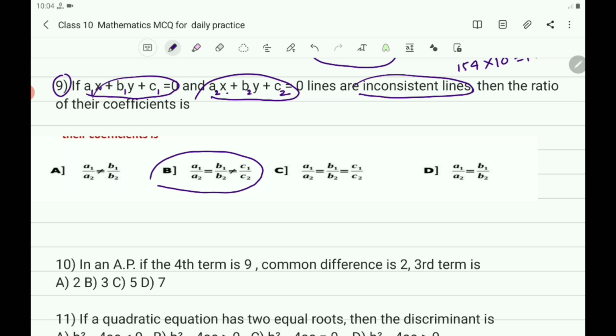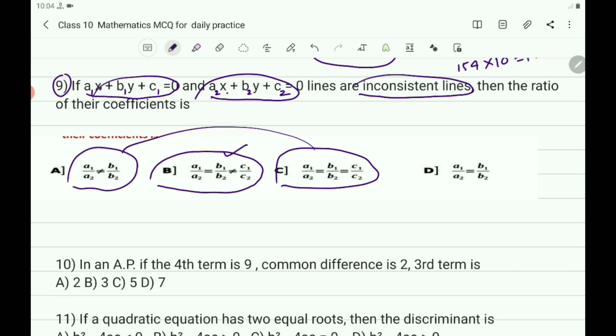That is the ratio. Here, the first is for coincident lines, this is for parallel lines, that means inconsistent lines, and this is for intersecting lines. They are the consistent lines. Here these two are consistent lines and this is the inconsistent line.